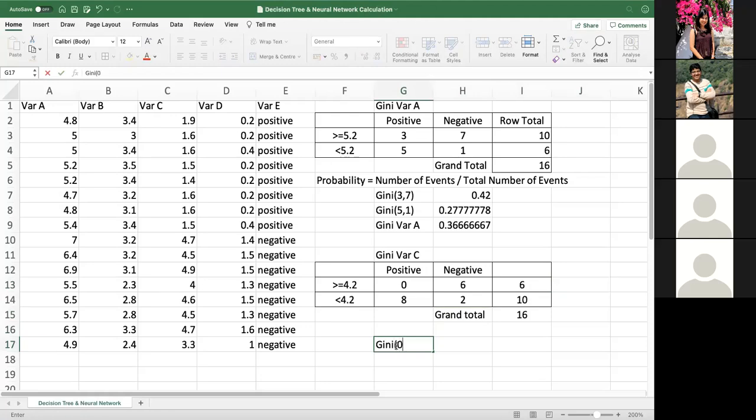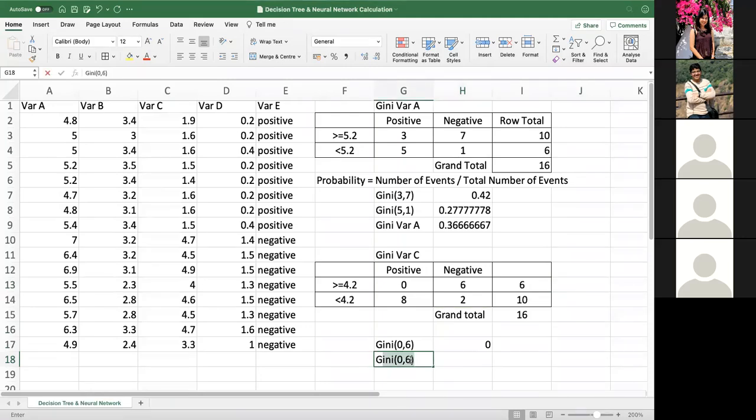Gini of 0, 6, you don't need to calculate, it will be 0. If one of the elements is 0, you don't need to calculate, it will be 0. Even if you calculate, the answer will be 0 itself. If one of the values is 0, that means it is a terminal node or a leaf node, which will be 0. You don't need to calculate.